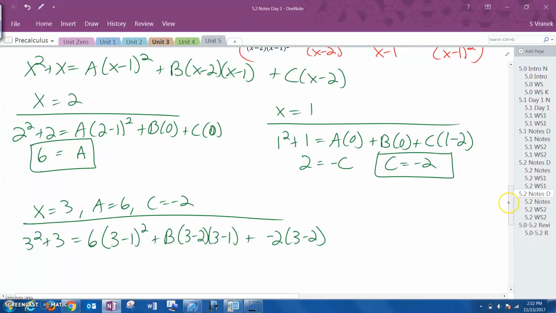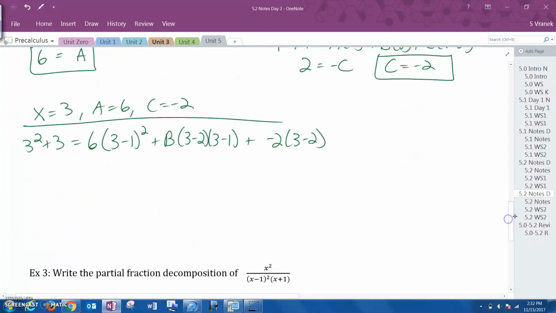Alright, so I've filled in all of the letters with numbers except for b. Now I'm simplifying. I get 9 plus 3 is 12. 3 minus 1 is 2. Squared is 4. 4 times 6 is 24. 3 minus 2 is 1. 3 minus 1 is 2. So we have a 2b. And then we have -2. So now, this is 22 pretty much. So if I subtract 22, I get -10 equals 2b. So I get b equals -5.